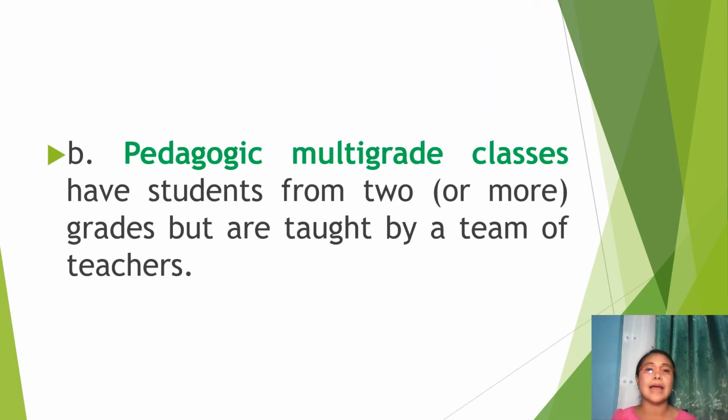Then what we call pedagogic multi-grade classes. In here, for example, in one classroom with different grade levels, for example, grades 1 and 2, there are two or more teachers teaching those grade levels, then we call it pedagogic multi-grade classes. Understood? Again, when you say pedagogic multi-grade classes, an example is one classroom with grade 1, grade 2, and grade 3, and with those grade levels, there are two or more teachers teaching.